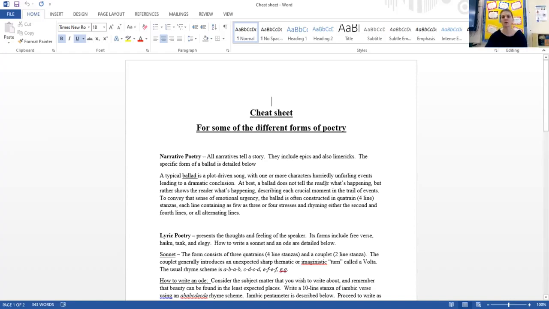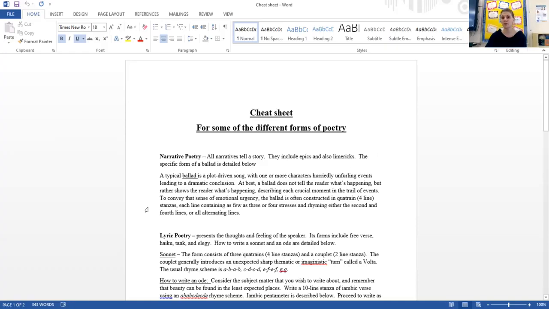So what I want to remind you of is what you're choosing here though. So we see narrative poetry, all narratives tell a story. And we have covered that in class. Charge of the Light Brigade was a narrative. So was Paul Revere's Ride. So the narratives, they include epics and also limericks. Remember in 6th grade, you did limericks, those 5-line silly poems. We haven't covered those this year, but you certainly could write a limerick if you chose.